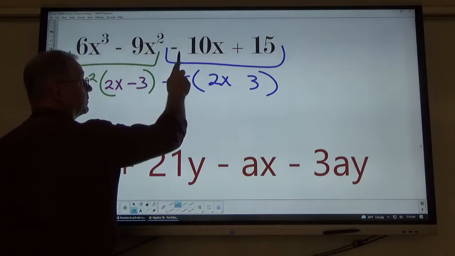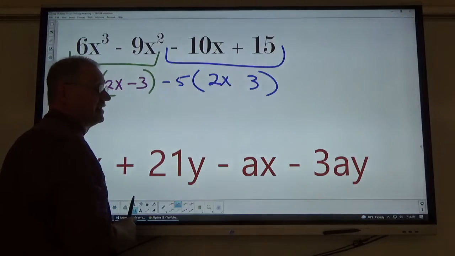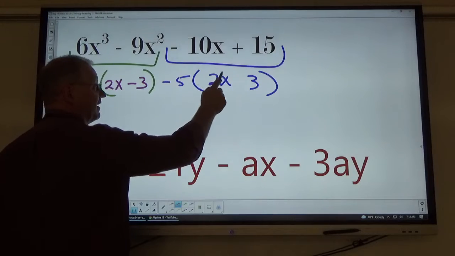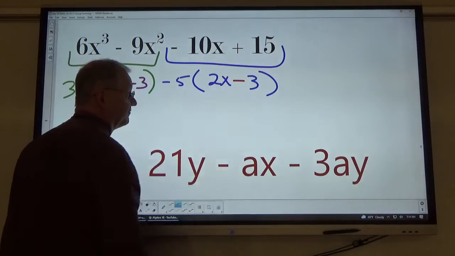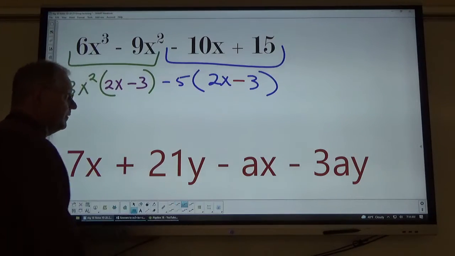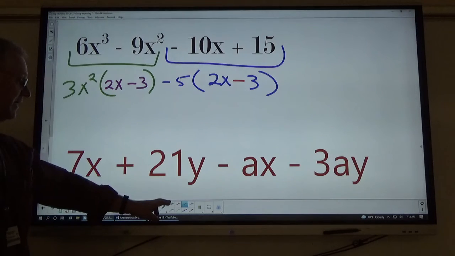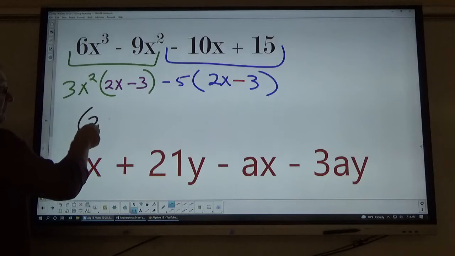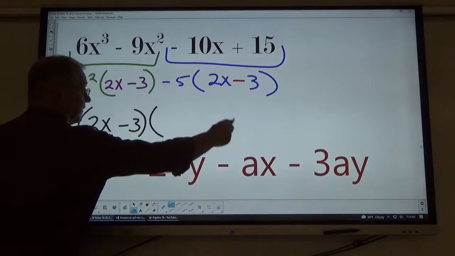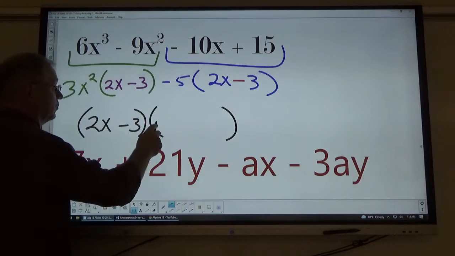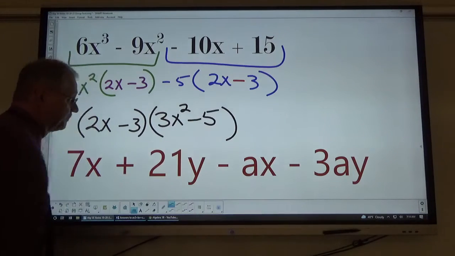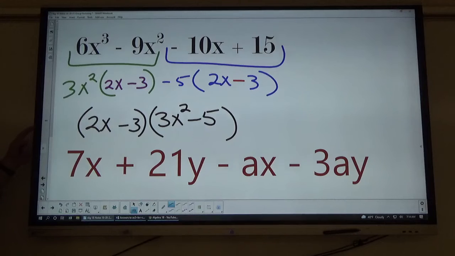Which means when I divide negative 10x by negative 5, I get a positive 2x. 15 divided by negative 5, on the other hand, is a negative 3. So now that I'm here, I've got identical parentheses of 2x minus 3, and the other two go in their own parenthesis, 3x squared minus 5. Hopefully you got that one right. If not, now you know how to do it.